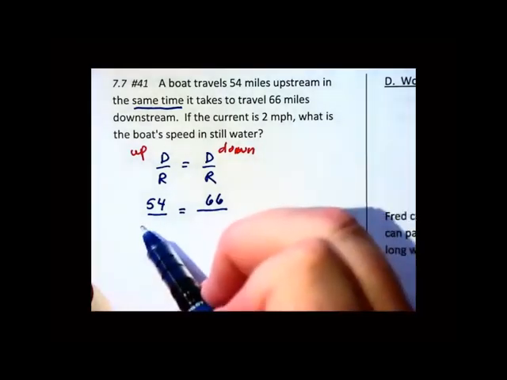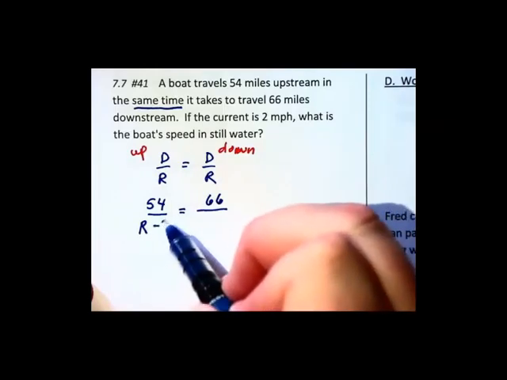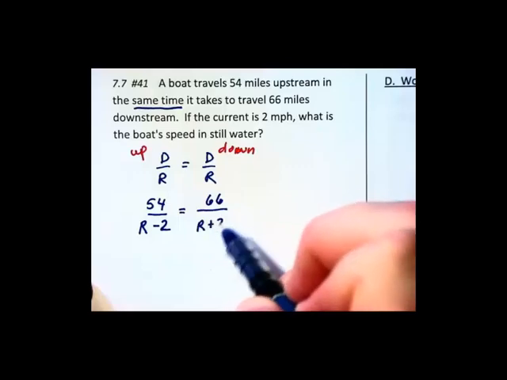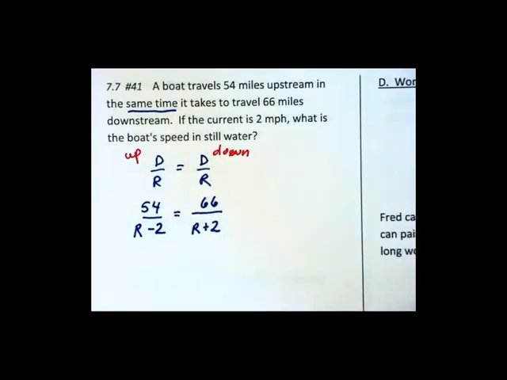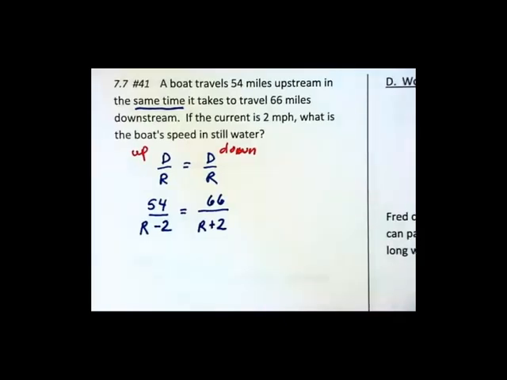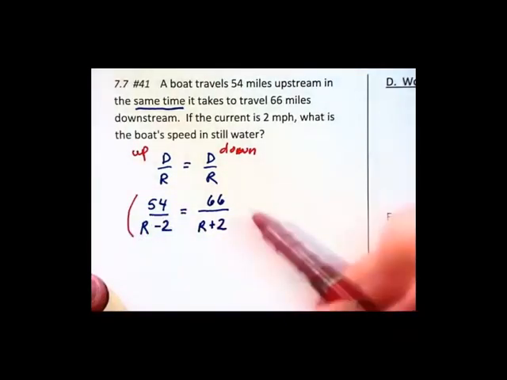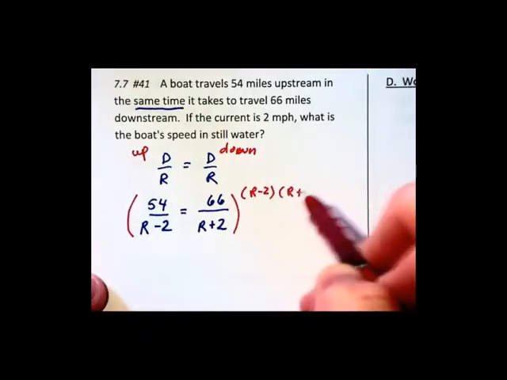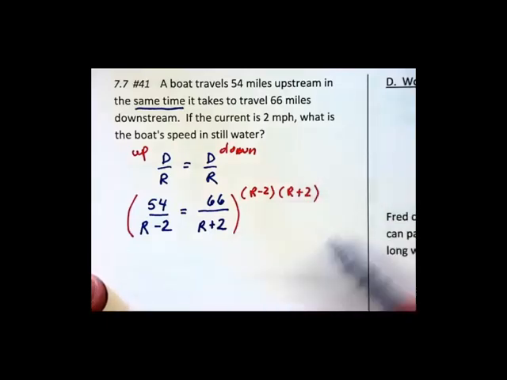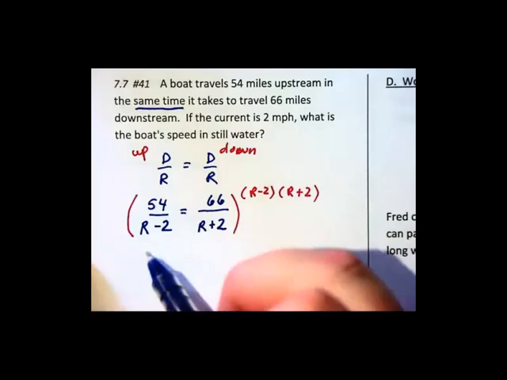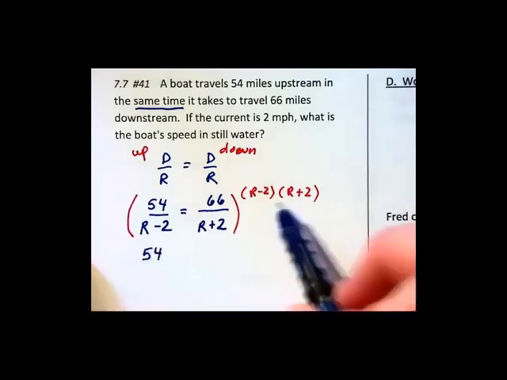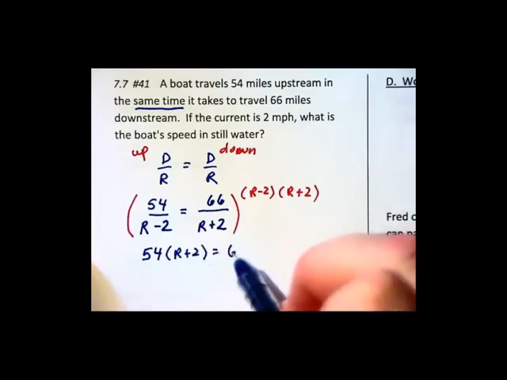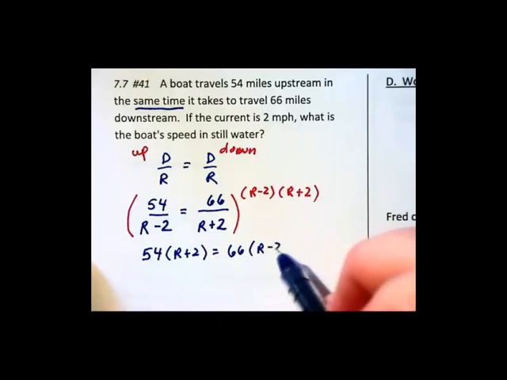Upstream, you're going against the current, so we're going to have r for the speed of the boat minus 2. And downstream, the boat is going to get the 2 mile an hour boost, so it's traveling at r plus 2, where r is the speed of the boat itself in still water. We're going to multiply through by the least common denominator, r minus 2 times r plus 2, which is basically the same as cross multiplication on this problem. We're going to have 54, and after the r minus 2's cancel, we have r plus 2 equals 66 times r minus 2 after the r plus 2's cancel.